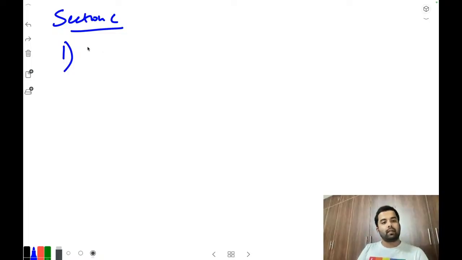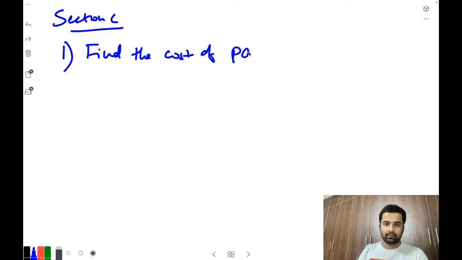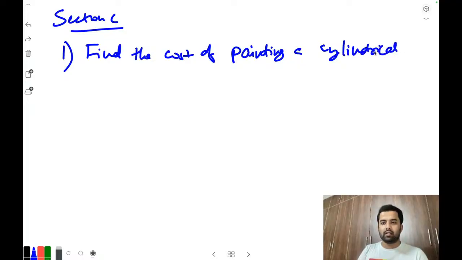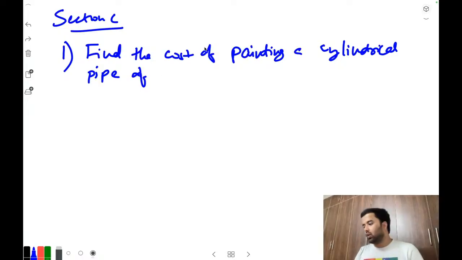Find the cost of painting a cylindrical pipe of radius 7 meter.